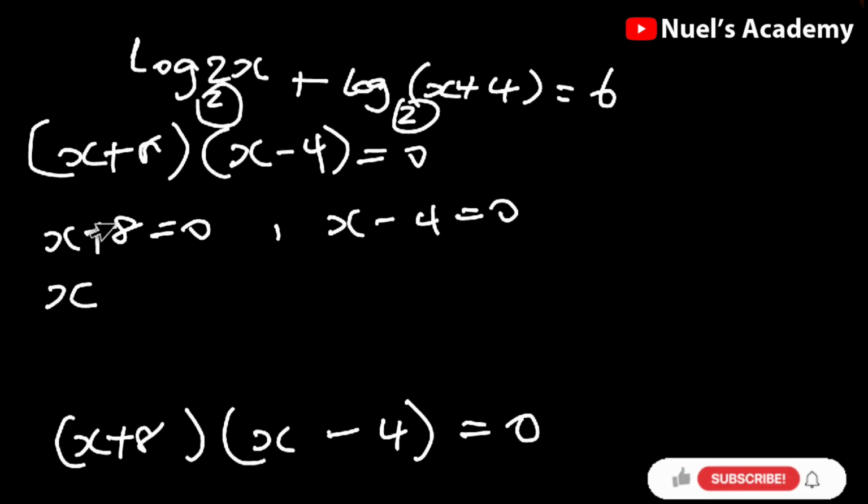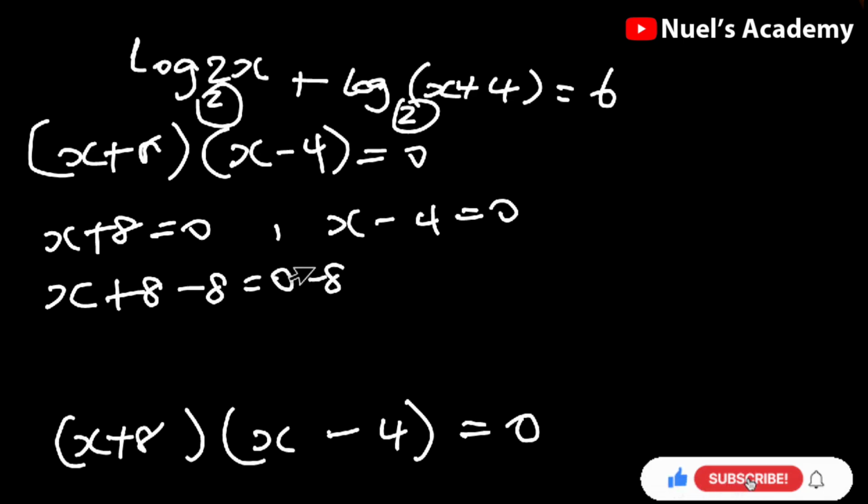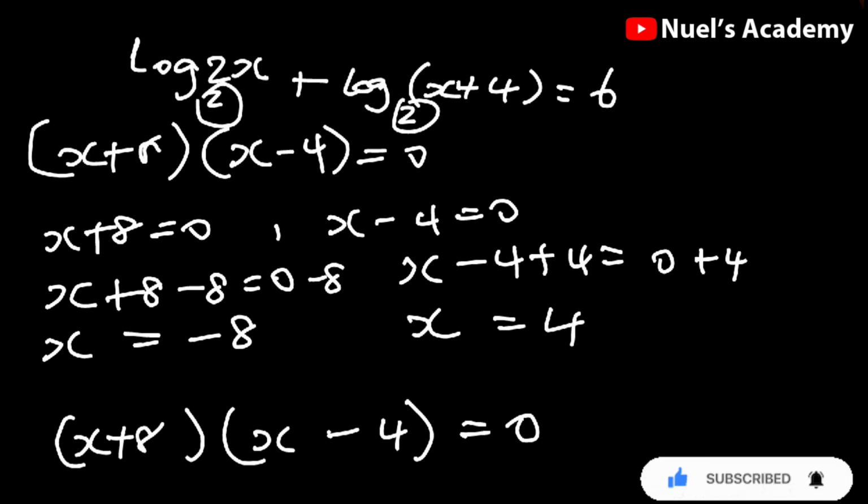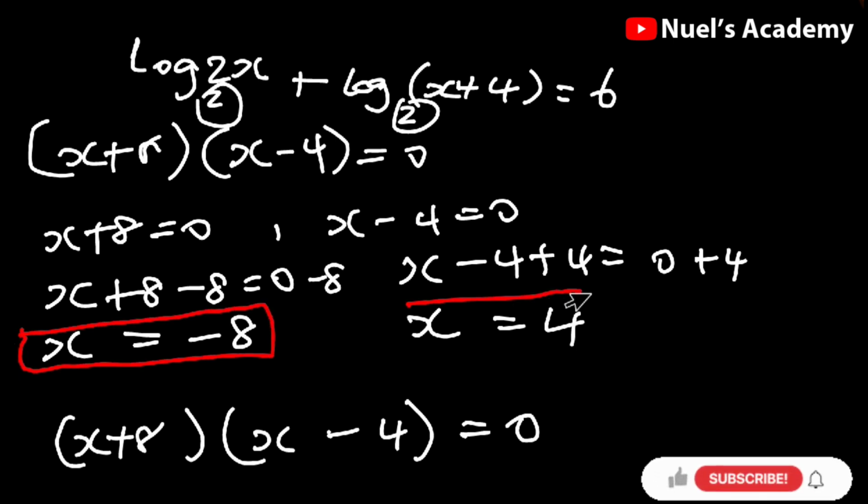So let's subtract 8 from both sides. We have x plus 8 minus 8 equals 0 minus 8. Then we have x, 8 minus 8 is 0, then 0 minus 8 is negative 8. Then for here, let's add 4 to both sides. We have x minus 4 plus 4 equal to 0 plus 4. So x minus 4 plus 4 is equal to x. Then 0 plus 4 is equal to 4. Now we have x equal to negative 8 and x equal to 4.